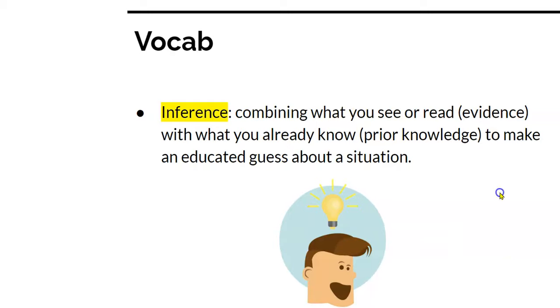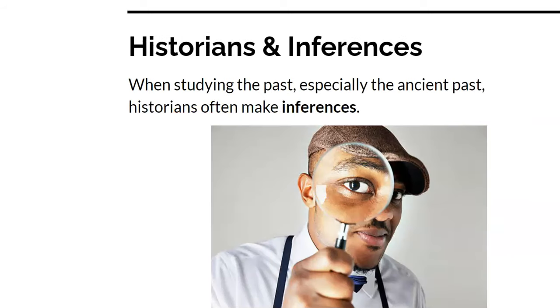Coming up soon. But we bring it up for this lesson because historians often use inferences. When they're studying the ancient past, they make inferences. Hey, so go ahead and put that in your notes. Historians make inferences. Okay, then also you can put in, if you don't have it, an inference is prior knowledge plus new evidence. Prior knowledge plus new evidence.